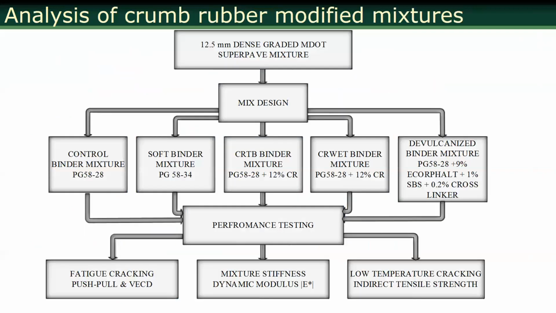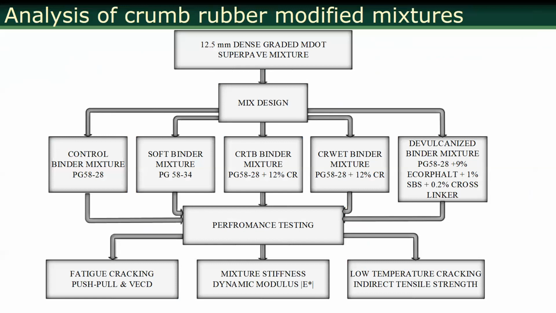Okay, so another example analysis that we've done. I'm showing you some examples of pavement analysis that were useful. We had a study on evaluating different crumb rubber modified mixtures. So we had a control mixture with the 5828 binder. We had a soft mixture.